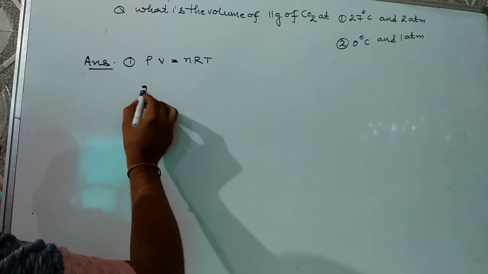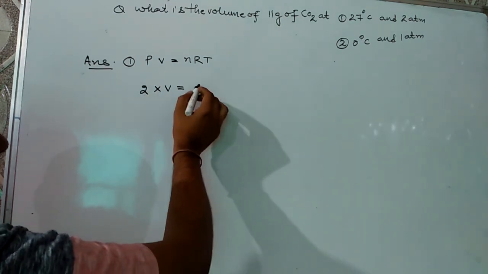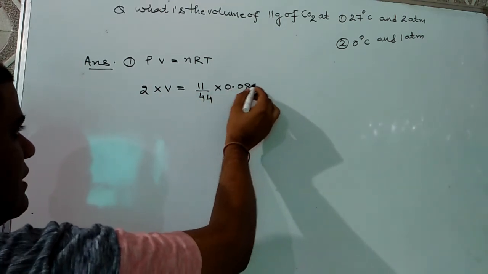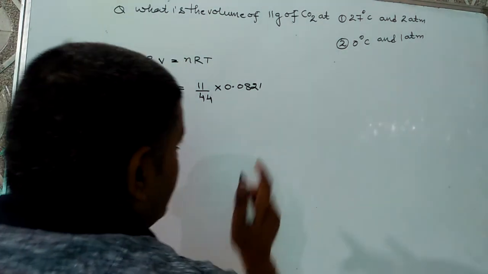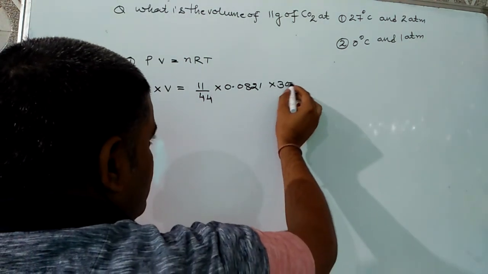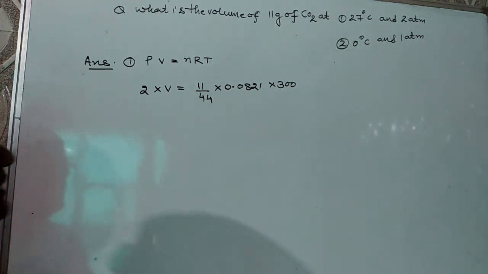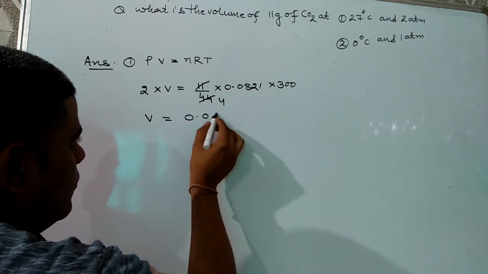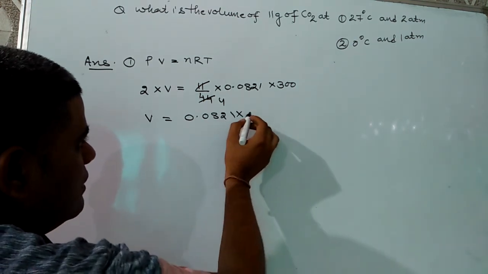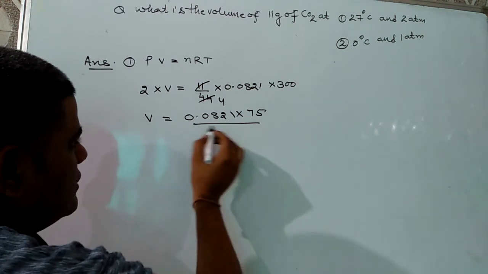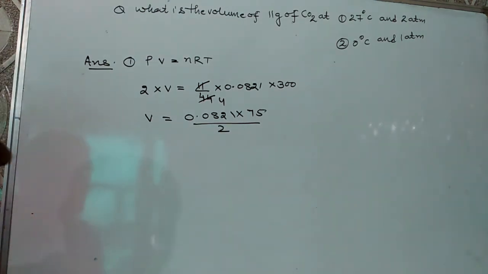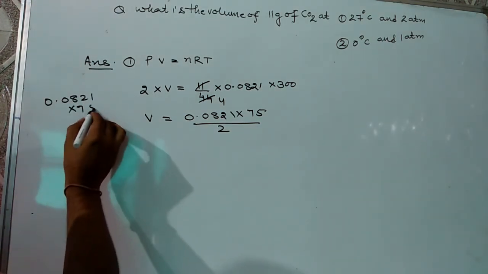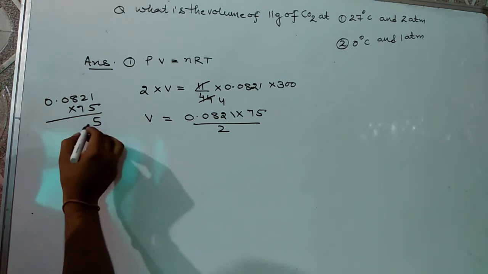P is given, that is 2 atmosphere. V we need to find, the volume. Number of moles will be 11 by 44. Value of R will be 0.0821 and temperature is given, that is 300 Kelvin, because we have to take temperature in Kelvin, keep it in mind. So it comes out to be 1/4. So volume will be equal to 0.0821 into 75 by 2, and we can multiply 0.0821 into 75.